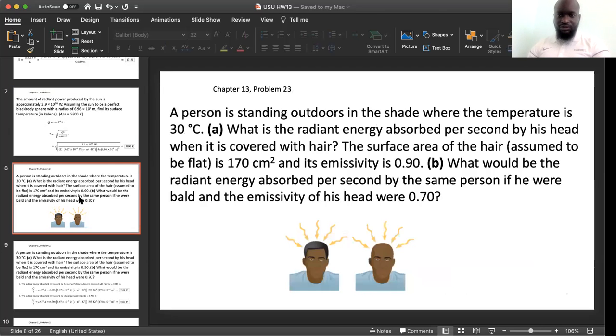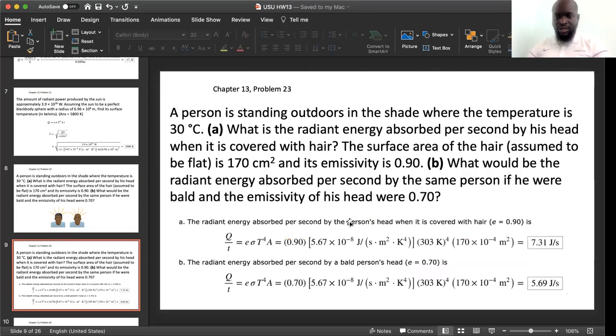Next one, a person is standing outdoors in the shade where the temperature is 30 degrees Celsius. What is the radiant energy absorbed per second by his head when it is covered with hair? The surface area of the hair, assumed to be flat, is that, and its emissivity is that. Then what would be the radiant energy absorbed if he were bald and the emissivity of the head is that? It's just plug and chug. Same problem you have here. We're just going to find the amount of energy absorbed per second, from the same Stefan-Boltzmann law, e sigma T to the 4 A.